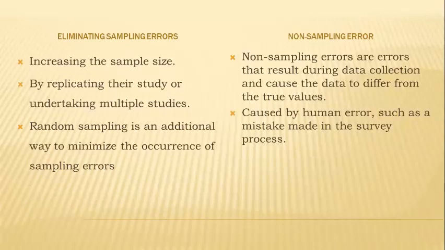How can you eliminate the sampling errors? There are two types of errors, sampling and non-sampling. So how can you eliminate them? First of all, eliminating sampling errors: you just increase the sample size. You can replicate your study. Then you can do random sampling. This is another way you can eliminate the errors. Then non-sampling errors. The non-sampling errors are caused by human error.